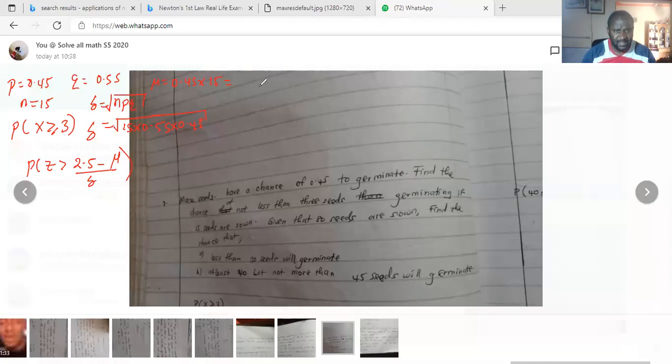1.9262 is what? 6.75 is the mean. 6.75 is the mean. Then this one is 1.9268. The probability of Z is greater than 2.5 minus 6.75 divided by 1.9268. What answer do we get?